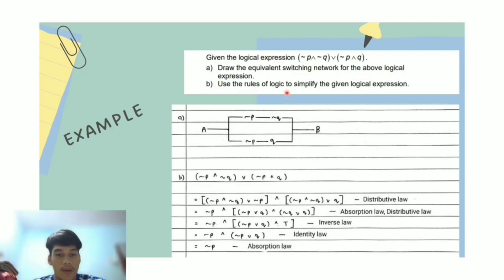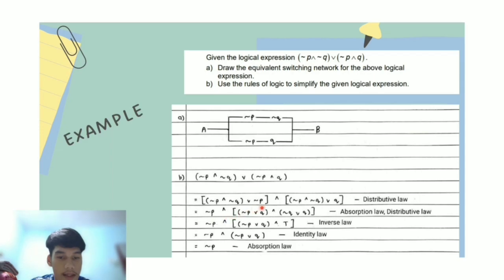Next, B. Use the rules of logic to simplify the given logical expression. Given the logical expression like this, we can use the distributive law, with not P times in this bracket and Q also times in this bracket. So it looks like this. This is the distributive law.